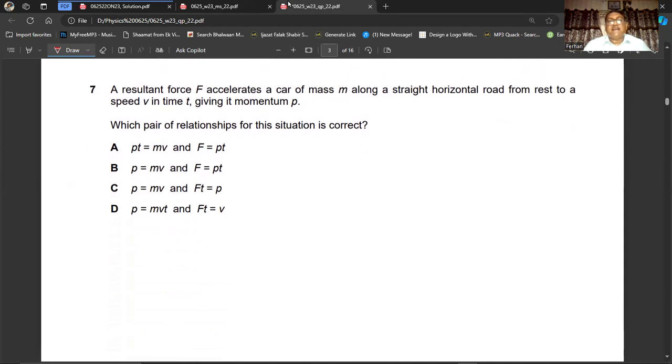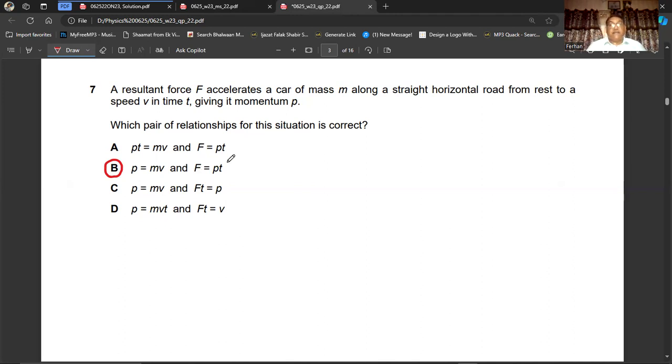Next question is question number 7. It says, a resultant force F accelerates a car of mass M along a straight horizontal road from rest to a speed v in the time t, giving its momentum p. Which pair of relationships for this situation is correct? Okay. Now, you know the momentum p, that is mass multiply velocity. And the force will be momentum multiply time. So simply B is the right option, sir, because the momentum is mass multiply velocity and the force is momentum multiply time.